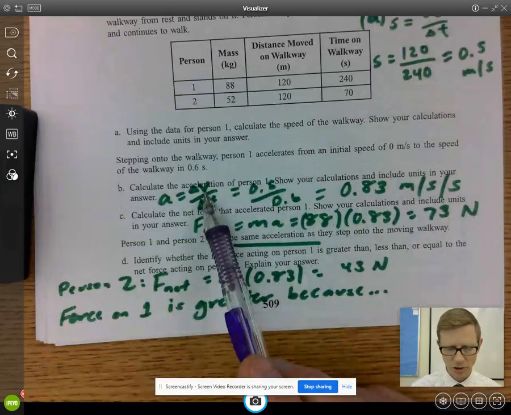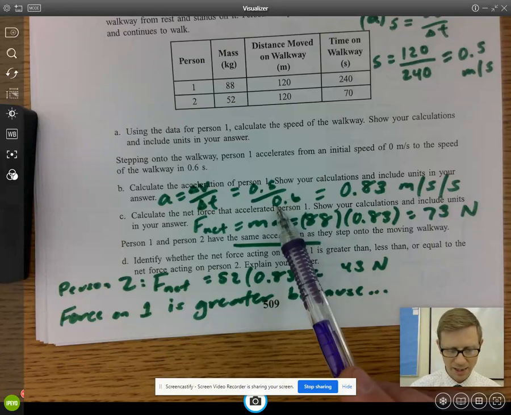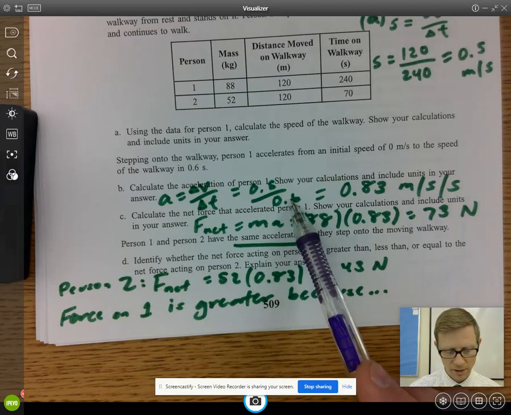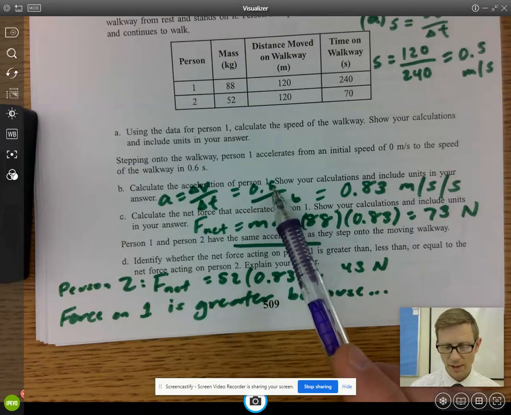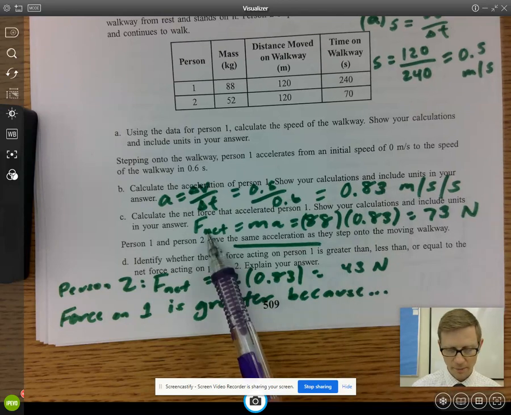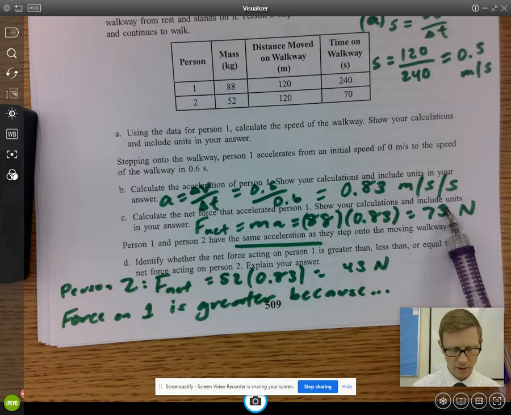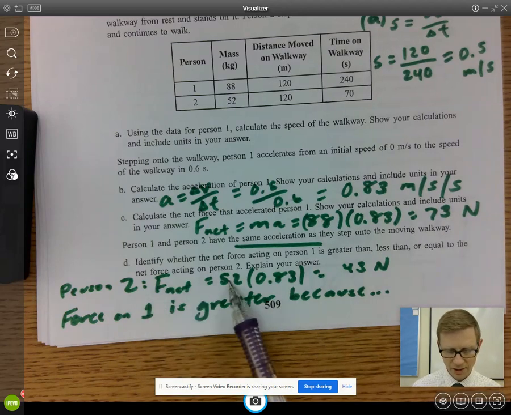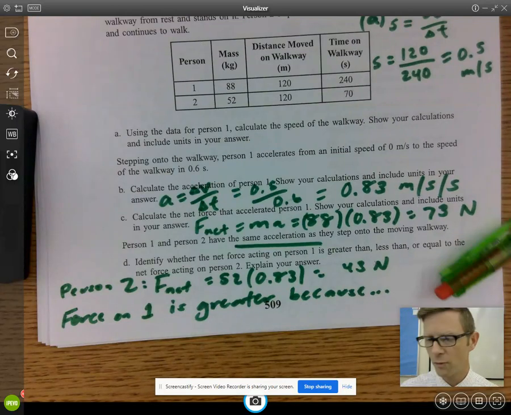Acceleration, equation. Change in time is really just the time from the beginning to the end, which they tell us. Change in velocity is really 0 to 0.5, so that's really 0.5. Gives you that answer. Net force, equation sheet. Mass times acceleration, there's my force. Person 2, net force, it's lower because there's less inertia and it's easier to overcome.